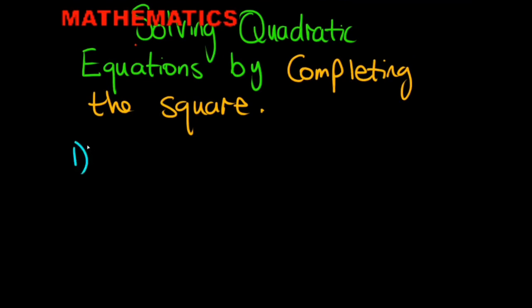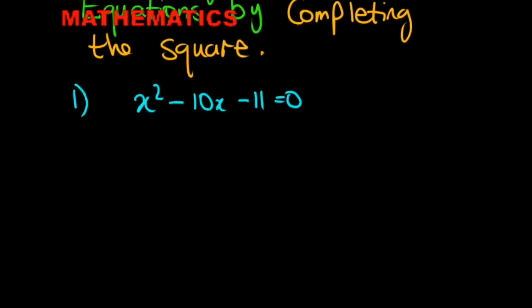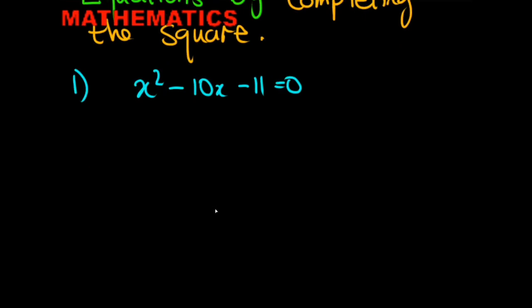So the first example says what we need to do, obviously: solve for x by completing the square. The first one is x squared minus 10x minus 11 equal to 0. Now the first step is, is this in standard form? Yes, because it's x squared minus 10x minus 11. So it is in standard form. The next thing you've got to do is check if the coefficient of x squared is a 1. Yes, there is a 1 in front that you won't be able to see. It's an invisible 1. Okay, so check number 2 is correct.